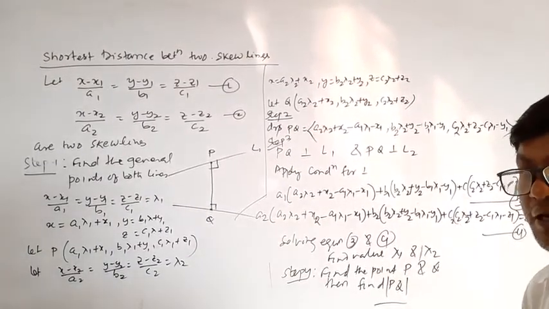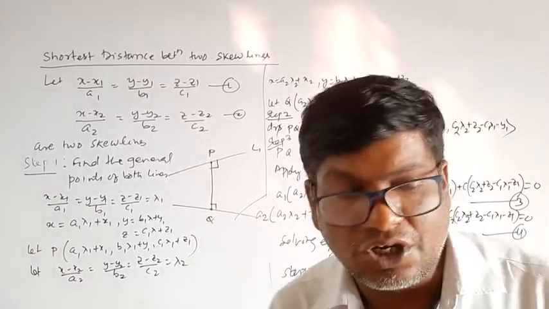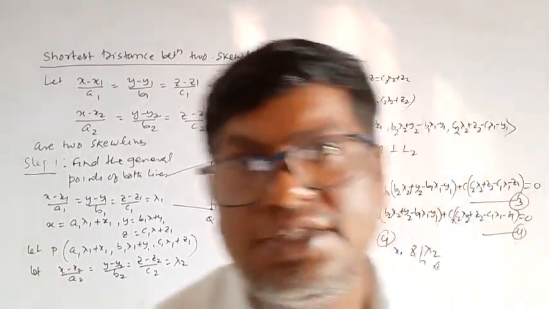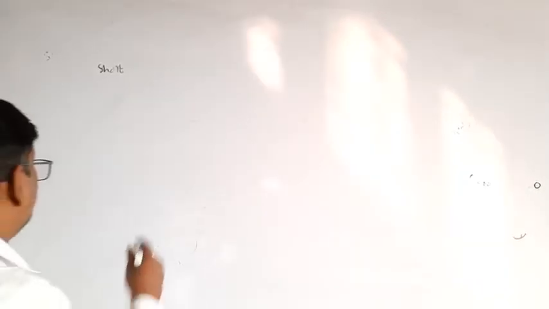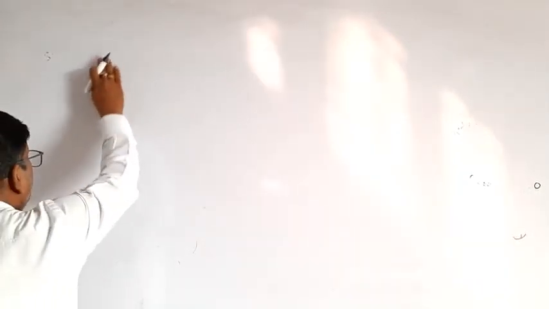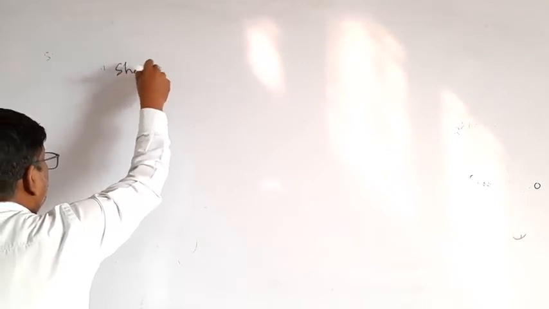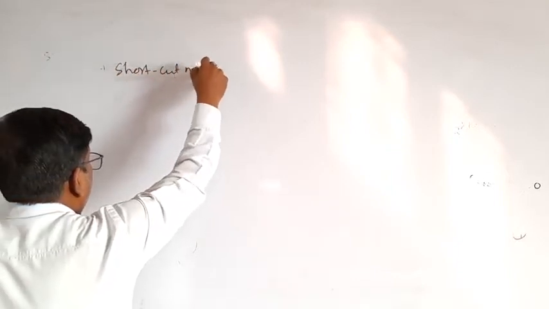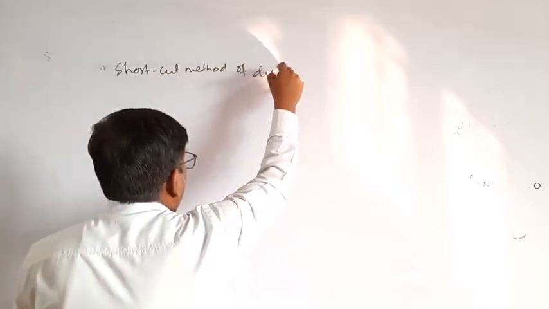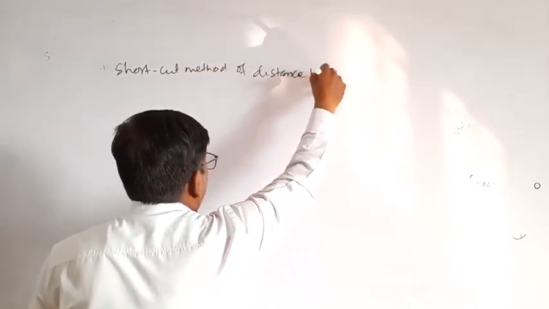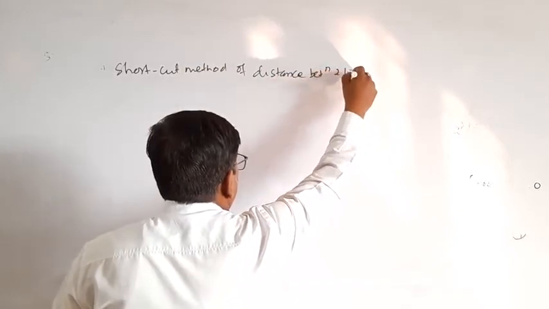Okay, this is the process. Now, what is the shortcut method of distance between two lines?